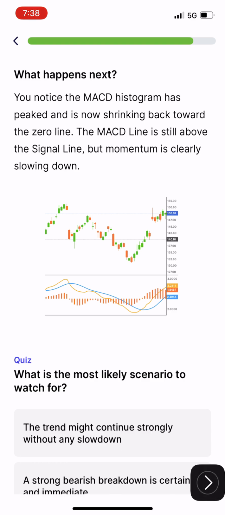What happens next? You notice the MACD histogram has peaked and is now shrinking back toward the zero line. The MACD line is still above the signal line, but momentum is clearly slowing down. Quiz: what is the most likely scenario to watch for?